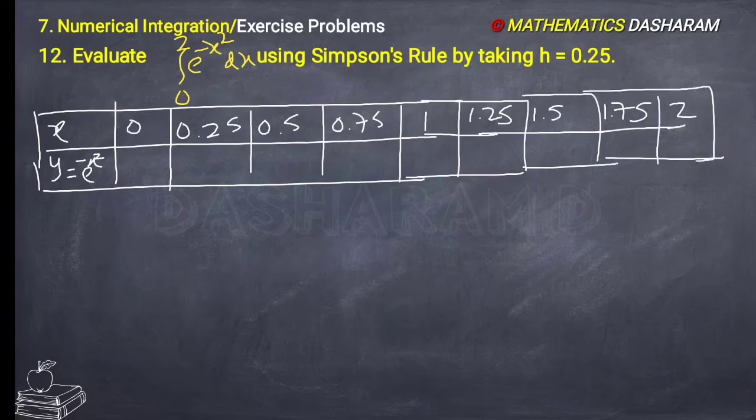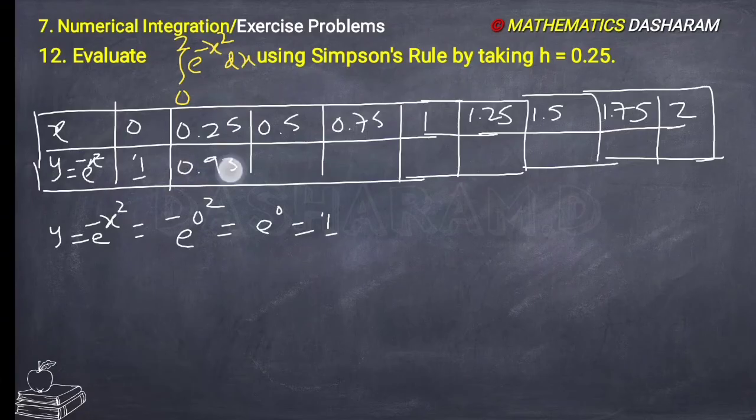Now let's find out the y values. When x value is 0, then the y value is e power minus 0 square, which is e power 0, and that is equal to 1. Next, when x value is 0.25, then the y value is 0.939.